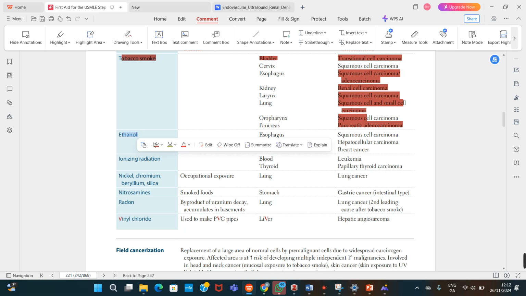Ethanol. People that are drinking, they drink through the mouth, then the esophagus, squamous cell carcinoma of the esophagus. It gets to the liver and damages the liver. So if you do an experiment, you can buy meat from the market and pour alcohol.